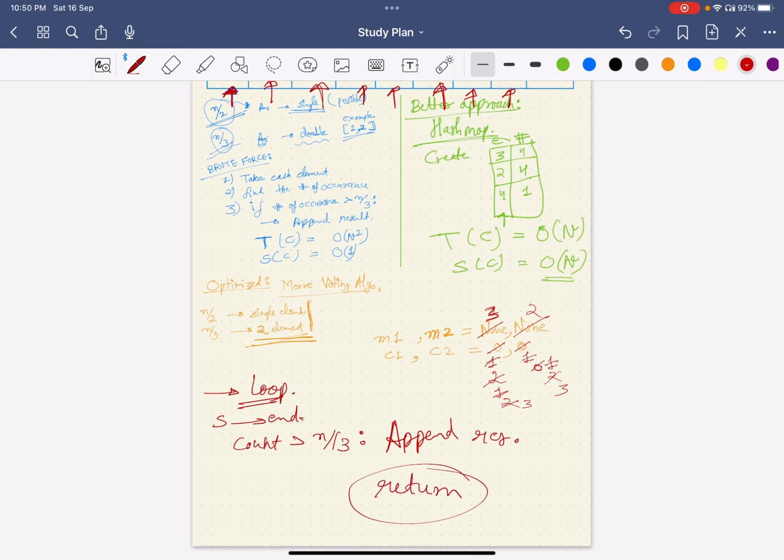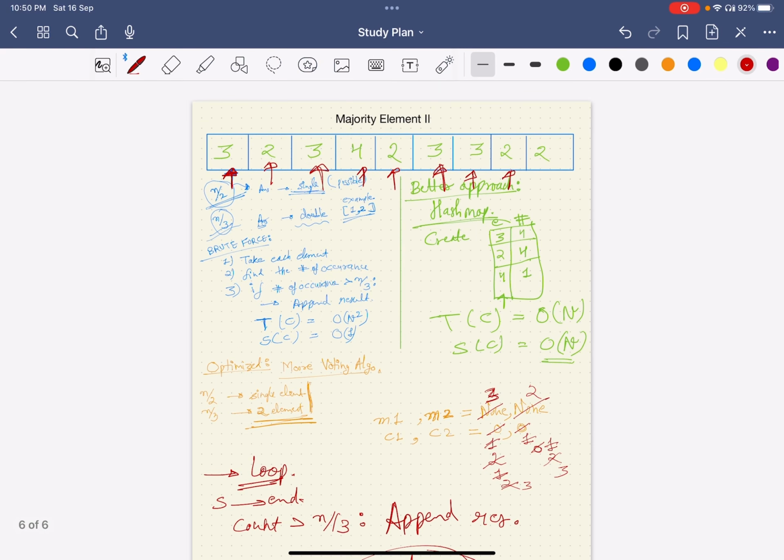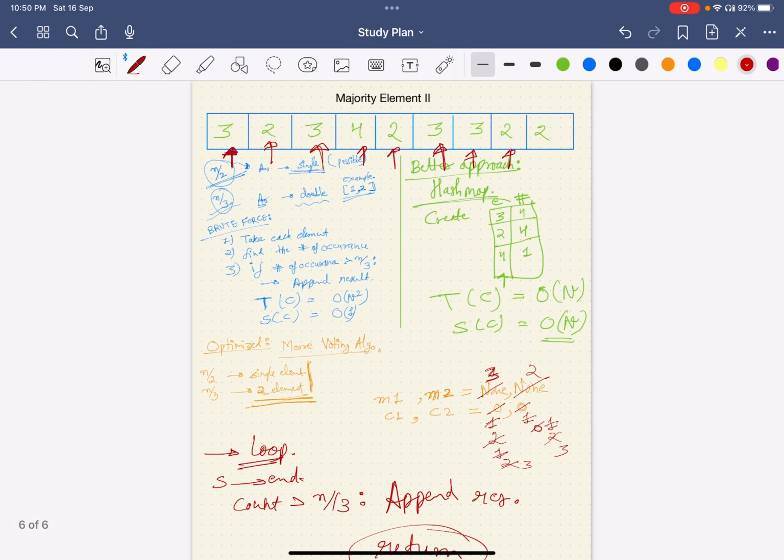So this is how we will solve this majority element problem. We use the Moore voting algorithm, which is very important. First we look at the brute force approach, which has a time complexity of O(n^2) and a space complexity of O(1).